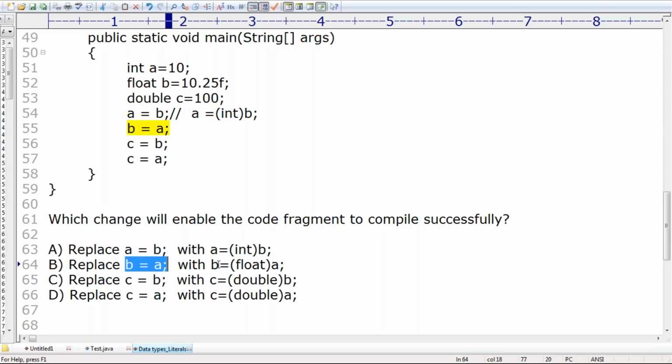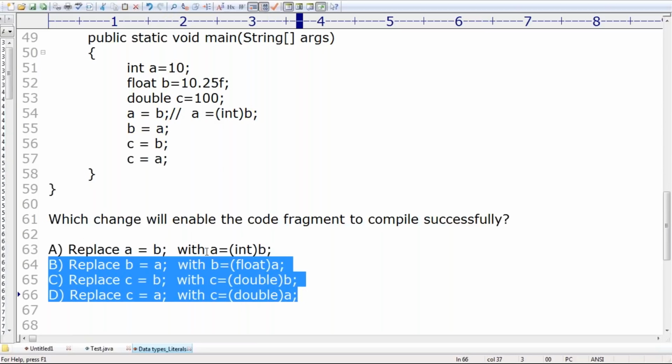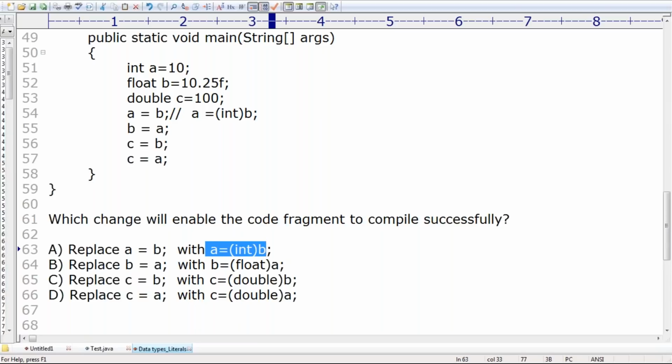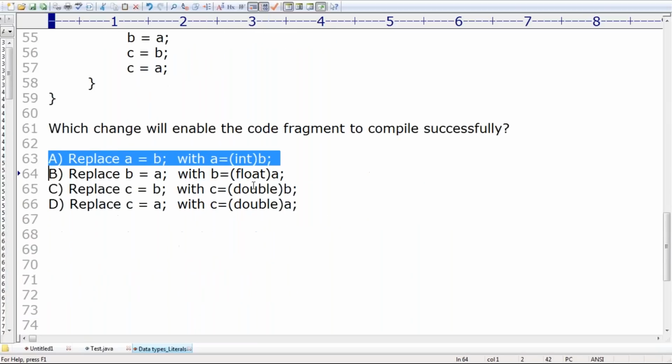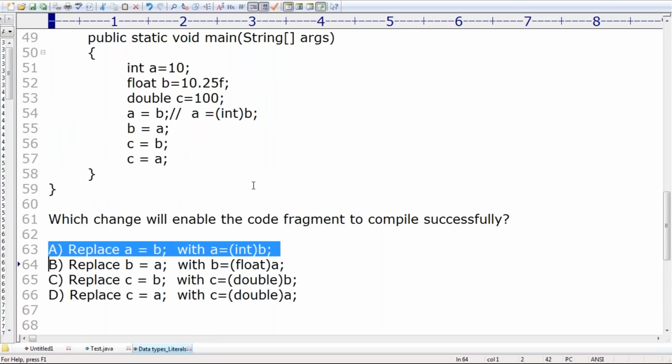B equals A with B equals float. Sir, in all the remaining cases typecasting is not required. Only in one case typecasting is required. So knowledge is enough. I hope everyone is in a position to answer this type of question, right? Good. Sir, there may be a chance of the same or nearly the same questions in your exam.